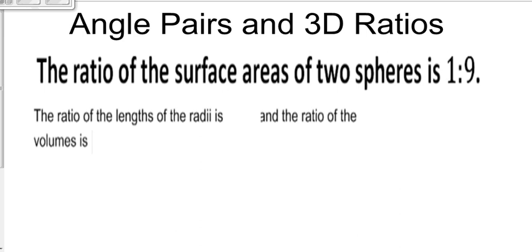Okay, for this one, I would like you to please pause the video and try to solve it on your own after seeing these examples we've done together, and then see if your answer matches what I have.